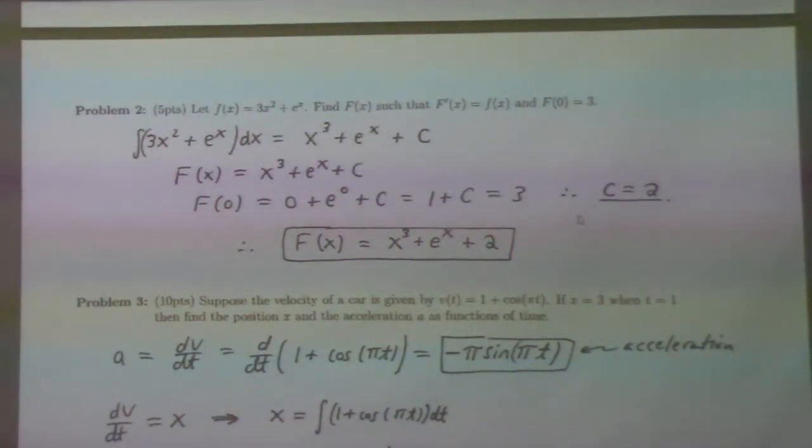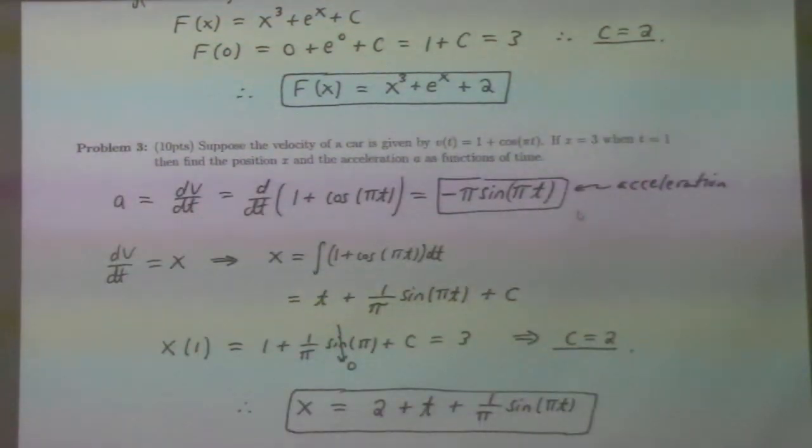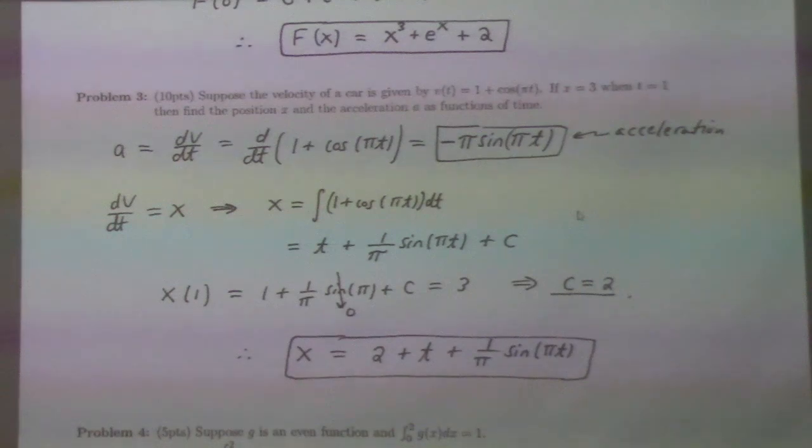Problem 2, go on here. Problem 3. Let me remind you guys again. Acceleration, we differentiate, right? Derivative of the velocity is acceleration. So we just have to differentiate, and that gives you minus pi sine pi t. The pi is from the chain rule, right? That's why I got pi there.